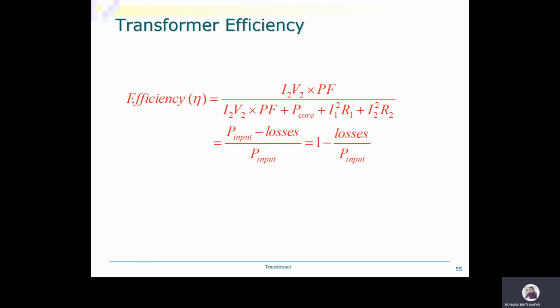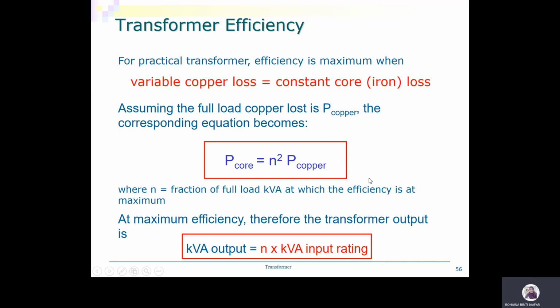Okay, and then transformer efficiency. So this is the formula for transformer efficiency. For a practical transformer, efficiency is maximum when the variable copper loss equals the constant core or iron loss. So assuming the full load copper loss is P copper, the corresponding equation becomes P core equals N square P copper. So N is the fraction of full load kVA at which the efficiency is at maximum.